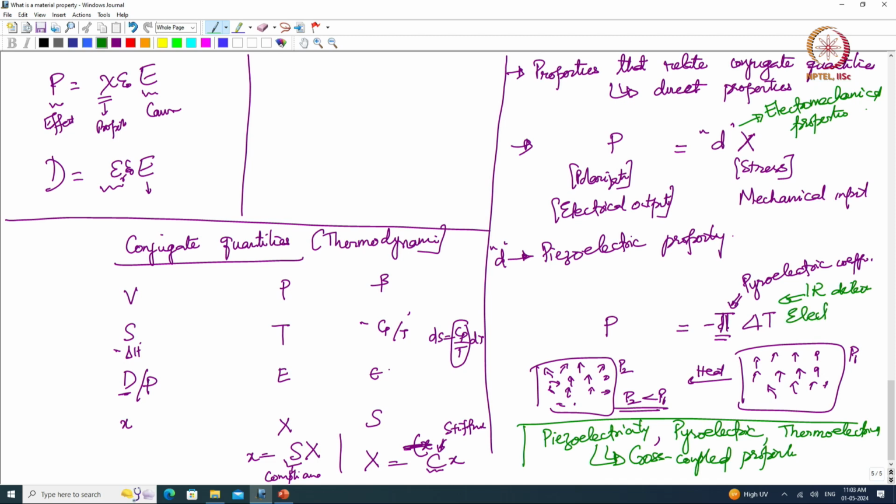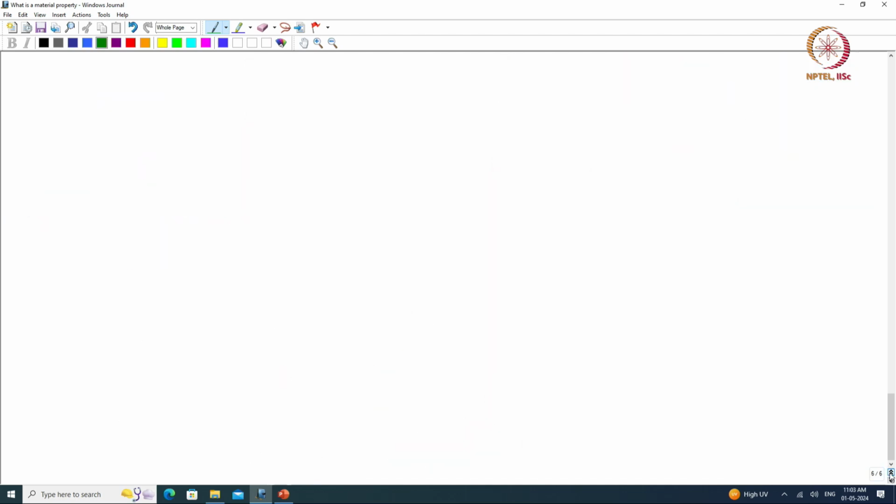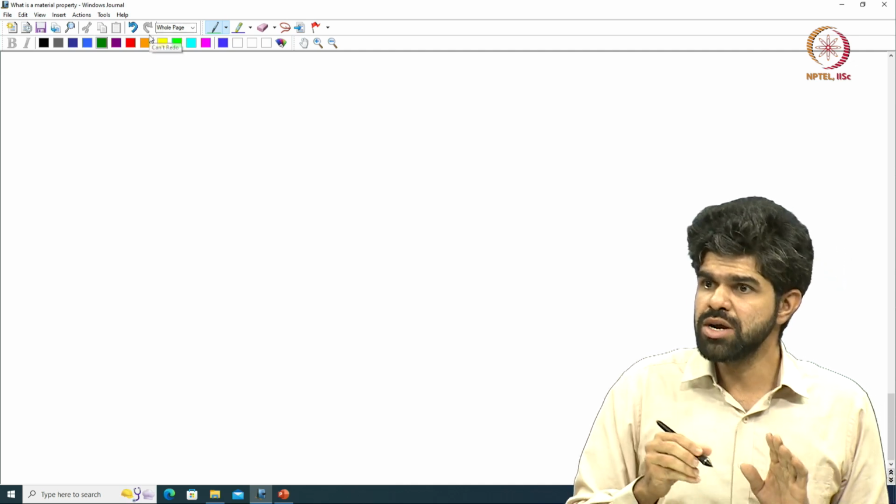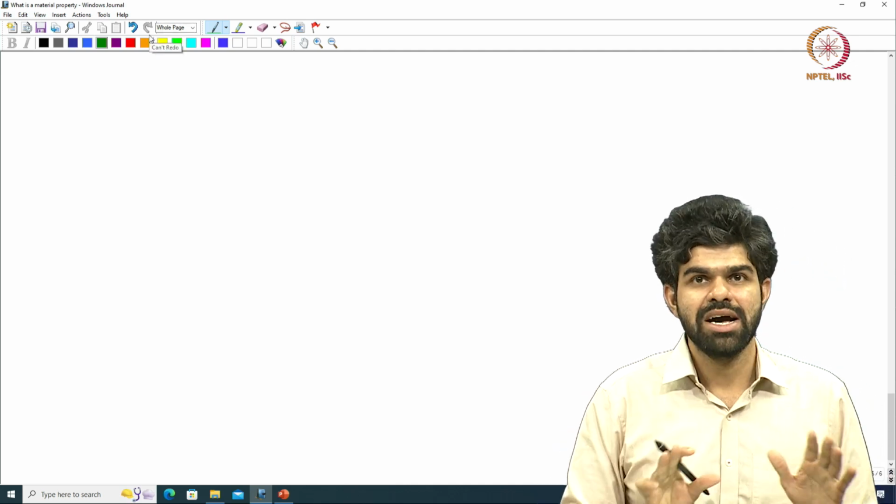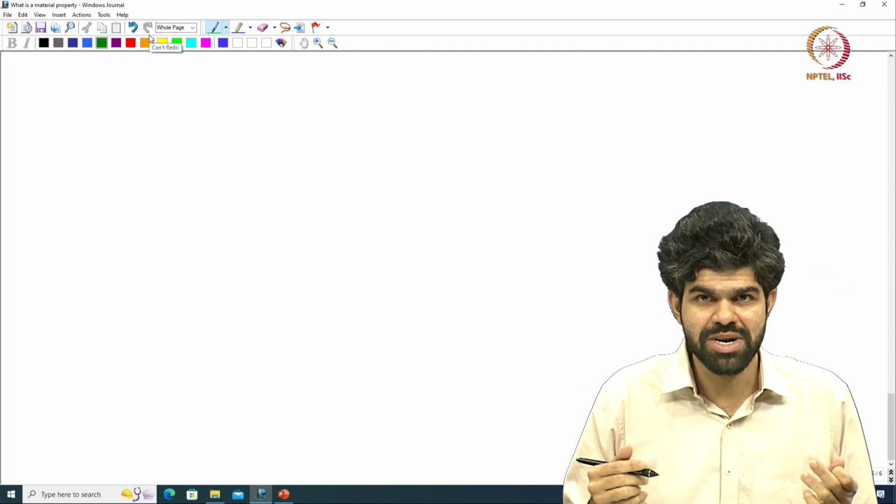So pyroelectrics relate electrothermal properties. These are all cross coupled. I take a cause from one domain and an effect from another domain and cross couple them, and there is a property that relates these two. It is possible that these properties are zero, but in general for some materials these properties do exist. Okay, good. So with that, we come to the conclusion of the basic introduction of what a property of the material is.